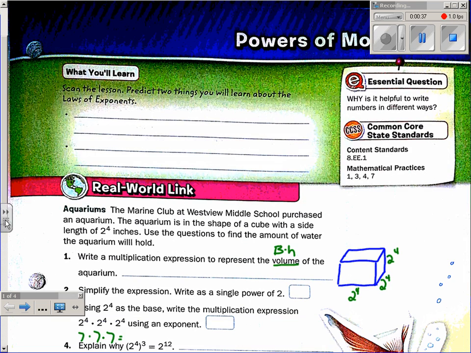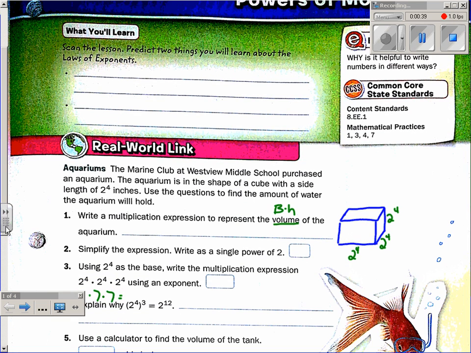Now to introduce this idea of the law of exponents, we're going to look at this Marine Club at the Westview Middle School. They got an aquarium. I drew this aquarium to the right. It looks like a cube, and each side of the cube is 2 to the 4th inches. So I put the dimensions there. Now it asks us to write a multiplication expression that represents the volume.